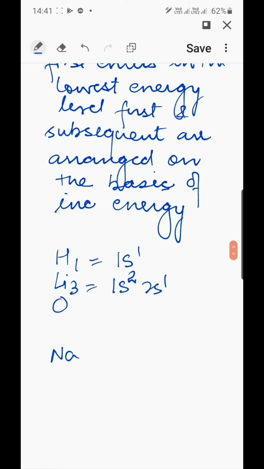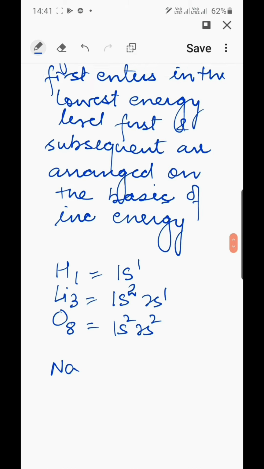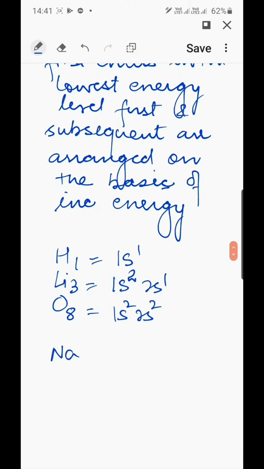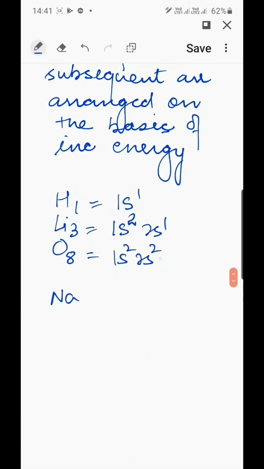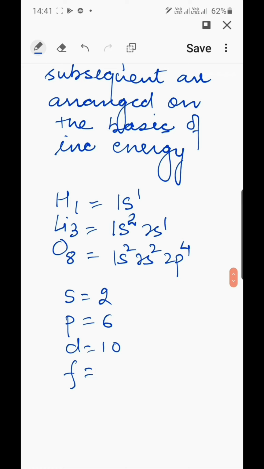Oxygen, the atomic number of oxygen is 8, that is 1s2, next 2s2. Because in the s orbital there are a maximum of 2 electrons, after 2s there is 2p. So how many electrons are there in 2p? 2 and 2, 4. Remaining are 4. These are 8. First of all you have to keep in mind that the s orbital contains a maximum of 2 electrons, the p orbital contains a maximum of 6 electrons, d contains 10 electrons, and f contains 14 electrons. Kindly note it down.